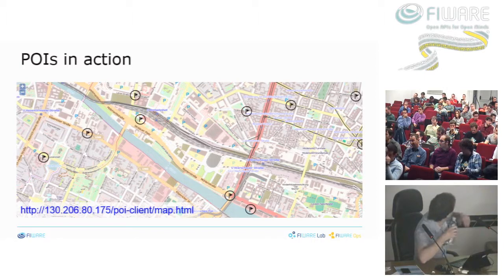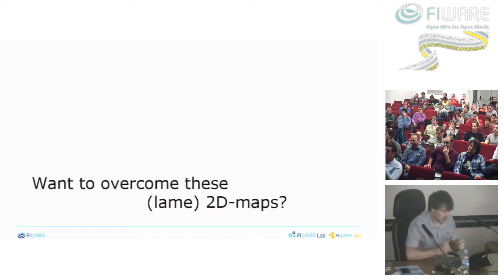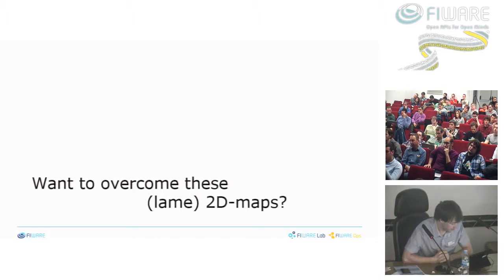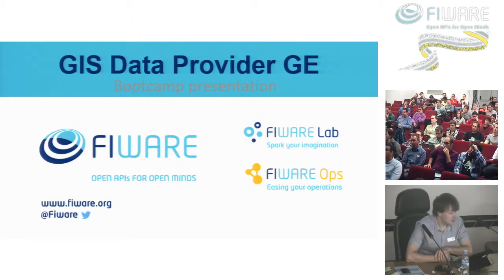So this is the usual use case we have in mind when talking about POIs, as I said in the beginning. But we want to overcome these 2D maps. Therefore, we need more sophisticated data and going for 3D. Which leads us to the GIS Data Provider GE.